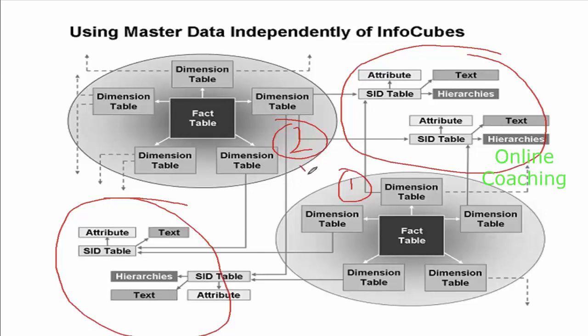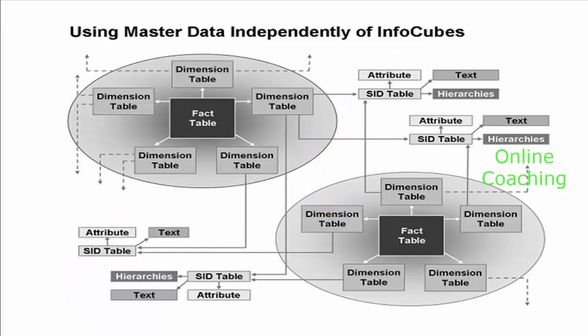If it is inside, then I need to go inside and connect. That will be very difficult. It is not possible. If it is outside, any info cube can connect. That is the advantage of extended star schema. I can say reusability of master data.